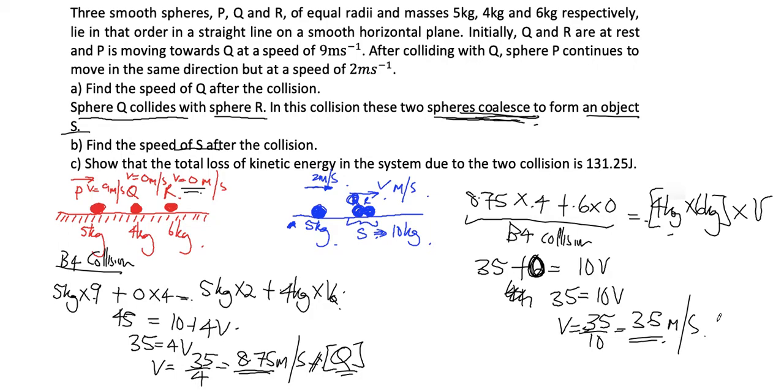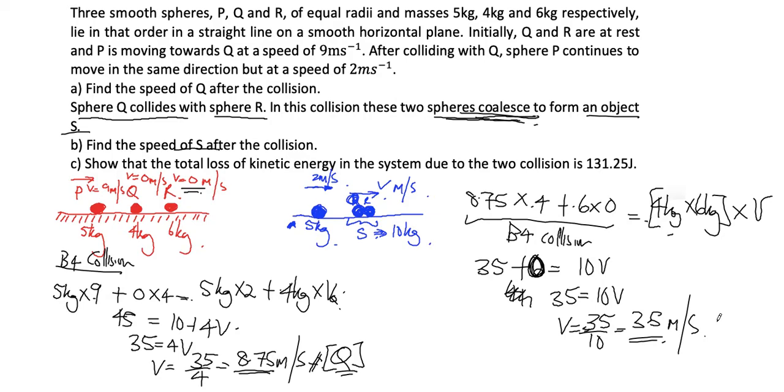Total loss of kinetic energy in the system due to the collision is 131.25. Okay, kinetic energy: we know if there is movement, then there is kinetic energy. Anything that moves has kinetic energy. So over here, initially Q didn't move, R didn't move, but P was moving. So I have to find the kinetic energy involved for P.